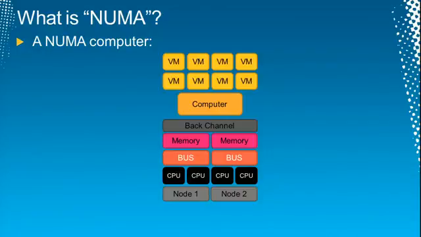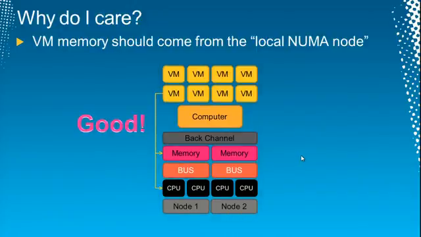So now we have node 1, and it's allocated half the CPUs. It has its own bus, and it's allocated half the memory. We have node 2, which again has the other half of the available resources. All the virtual machines sit on top. Now, by default, does Hyper-V support NUMA?